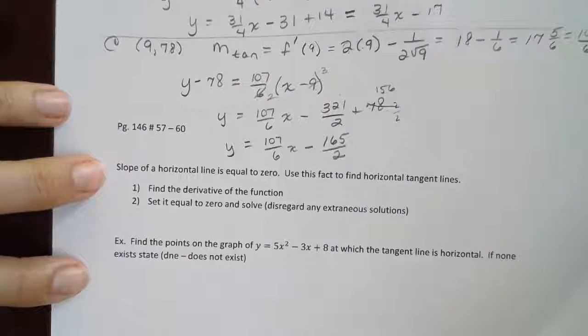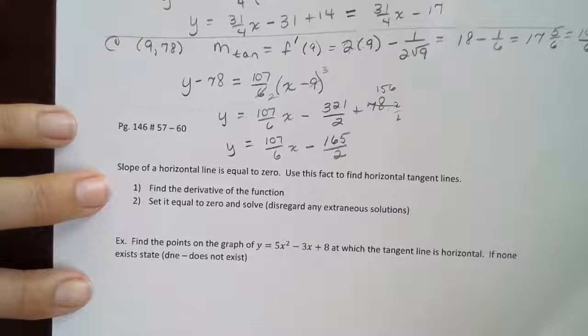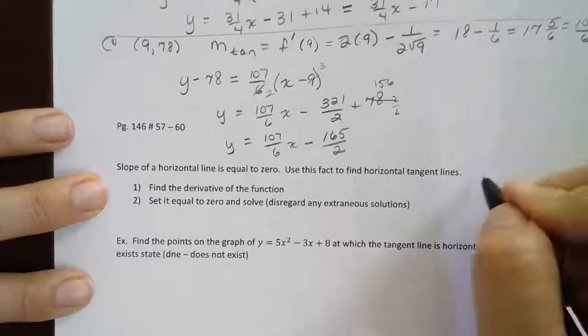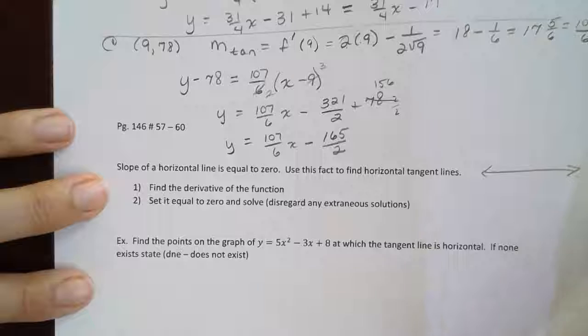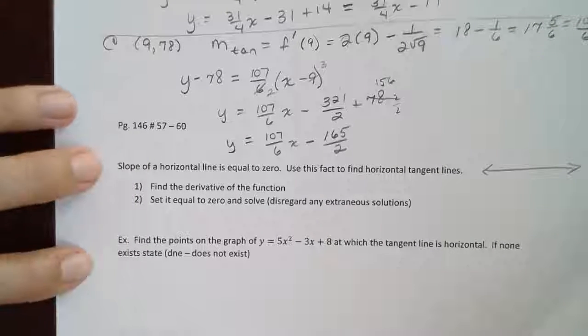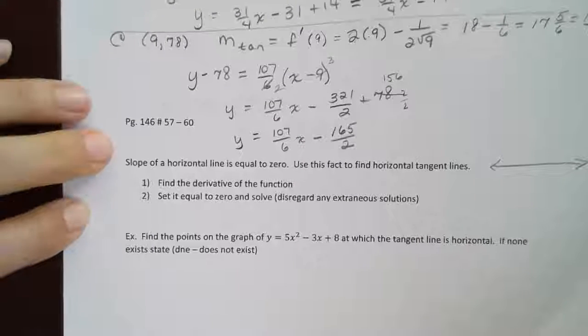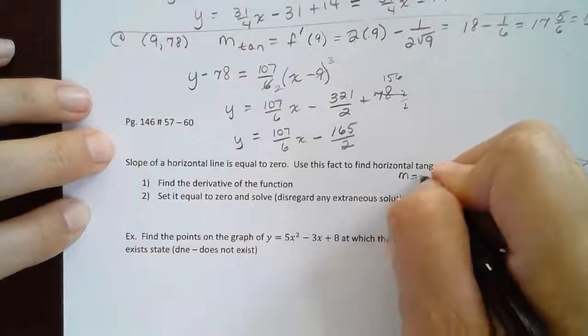Slope of a horizontal line is equal to 0. Use this fact to find horizontal lines. Horizontal lines are flat. Okay, they have no rise, they only have run, so the y's are always the same. So the difference in the y's in the numerator is always going to be 0. 0 over anything is 0, so that's why all horizontal lines have a slope of 0.